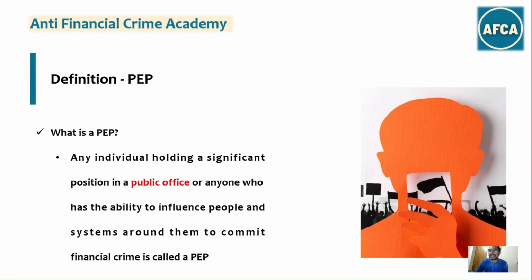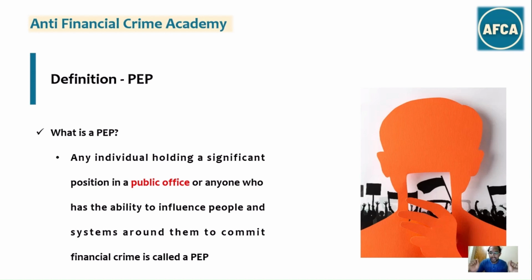That position will give them a lot of power to influence the people and systems around them, and thereby there is a high chance that people who derive a lot of power from the position can influence things and systems around them, and they can commit some kind of financial crime. Especially in a public office or a government institution, politically exposed persons are more subject to bribery and corruption. Bribery and corruption is one of the most common financial crimes associated with politically exposed persons, but that is not the only crime. There could also be other risks associated with them.